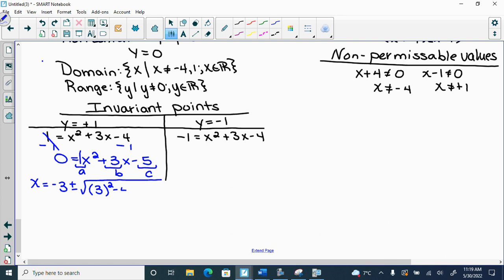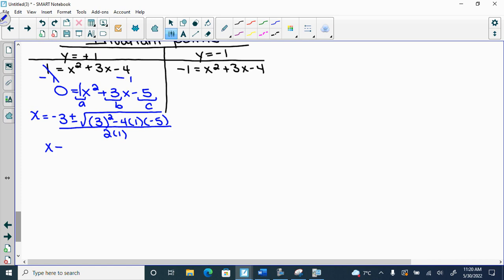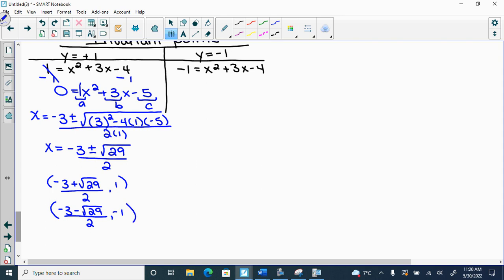So it's b squared minus 4 times a times c all over 2 times 1. So x equals negative 3 plus or minus the square root of 29, when you put that all in. Can 29 break down? 29 is a prime number, so it can't break down. So we actually get two solutions. We get negative 3 plus root 29 all over 2, comma 1. Negative 3 minus root 29 over 2, comma negative 1. Those are the two invariant points.